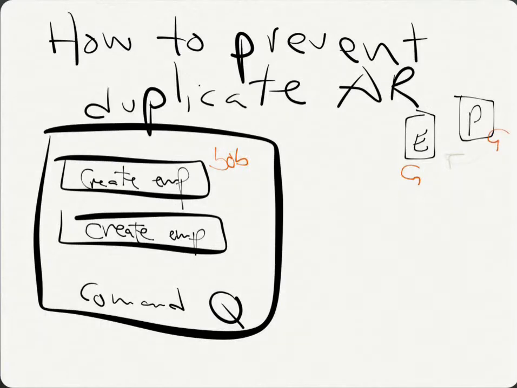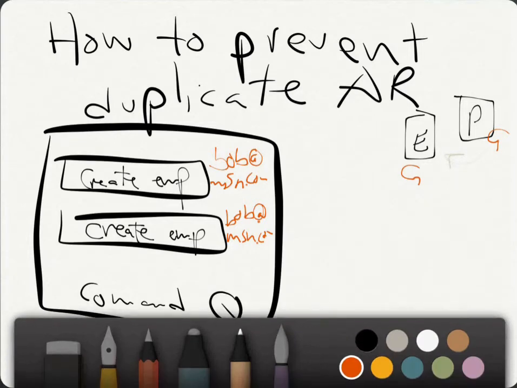But how are you going to identify this employee? You don't want to have duplicate employees. So email is a good one for me. I'm going to go Bob at msn.com. Nice and short. And of course, this one's also going to be Bob at msn.com. So these are duplicates, right?